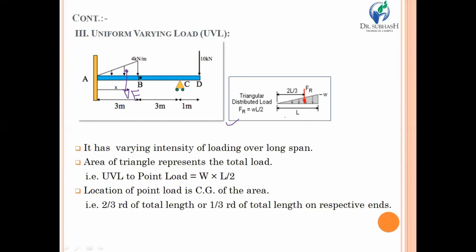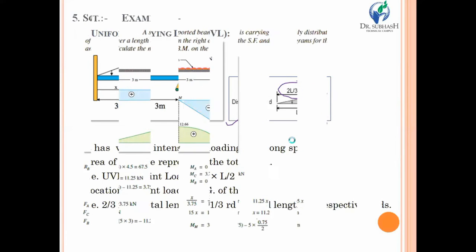Now we all know that the CG of a triangle is located at 2/3 of the length of that particular triangle from the left hand side, or 1/3 from the other side. This is 1/3 of the total length of the triangle. You can measure from either side. If you are taking the left hand side, you should take 2/3 of the length. If you are taking the right hand side, you should take 1/3 of the total length. So this is what the uniformly varying load is about.